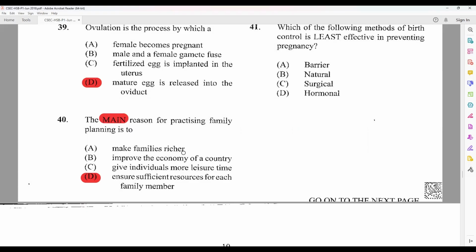If families wanted to be richer, they should invest, do more work, earn more money. You don't need to plan your family to improve the country's economy. The economy of the country is controlled by the government. They should have plans for it. Give individuals more leisure time? No, that really doesn't have anything to do with family planning.